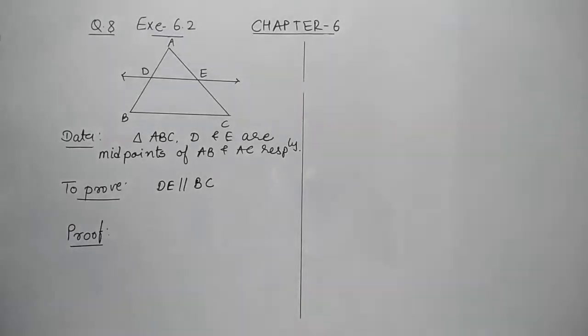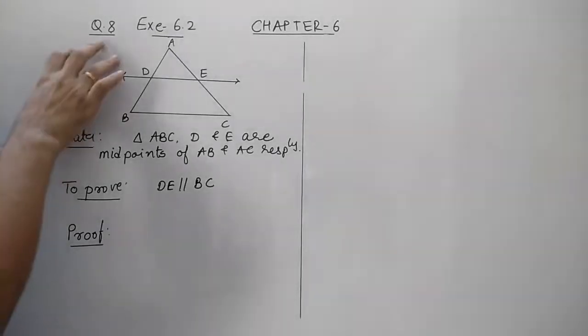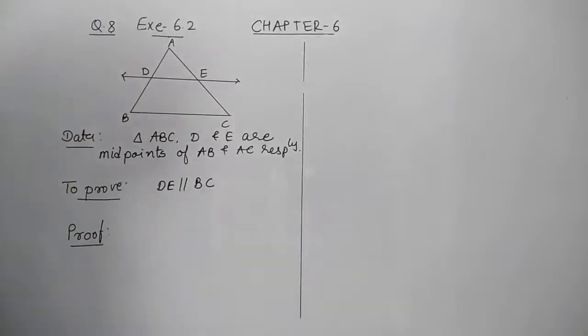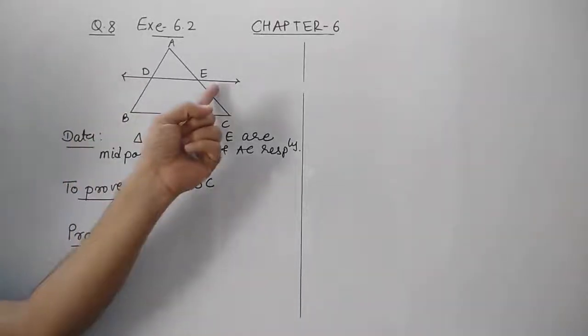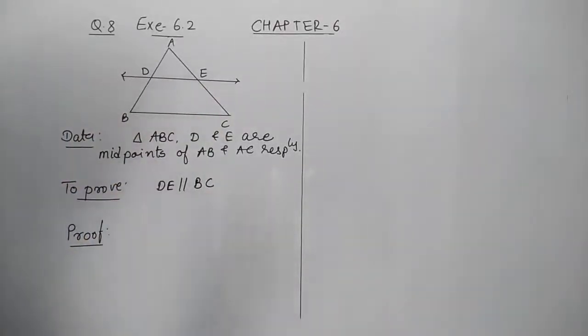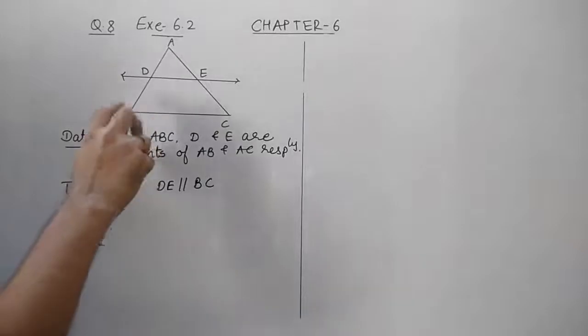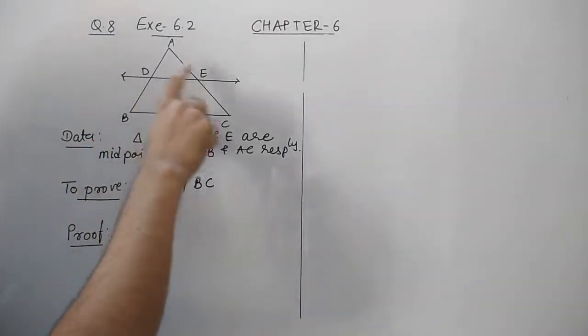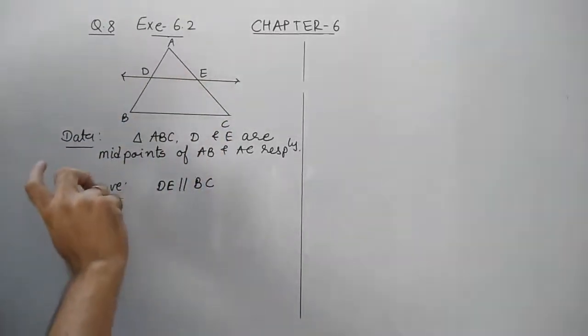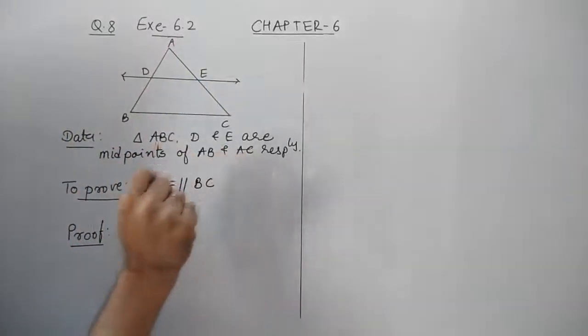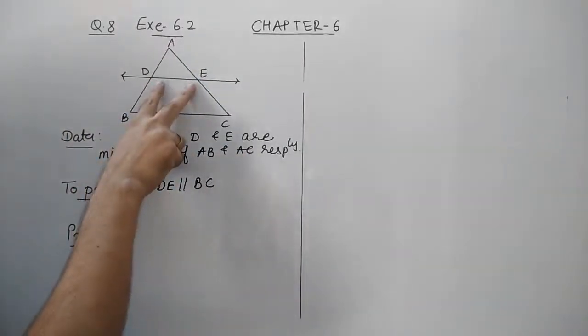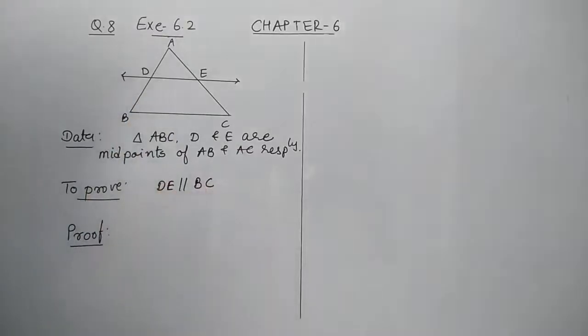Let us see question number 8. This question is the converse of question number 7, which we just saw in the previous video. It is given that by using Theorem 6.2, we have to prove that the line joining the midpoints of any two sides of a triangle is always parallel to the third side. That means here they have given that points D and E are the midpoints of AB and AC respectively. So this line DE is parallel to BC.